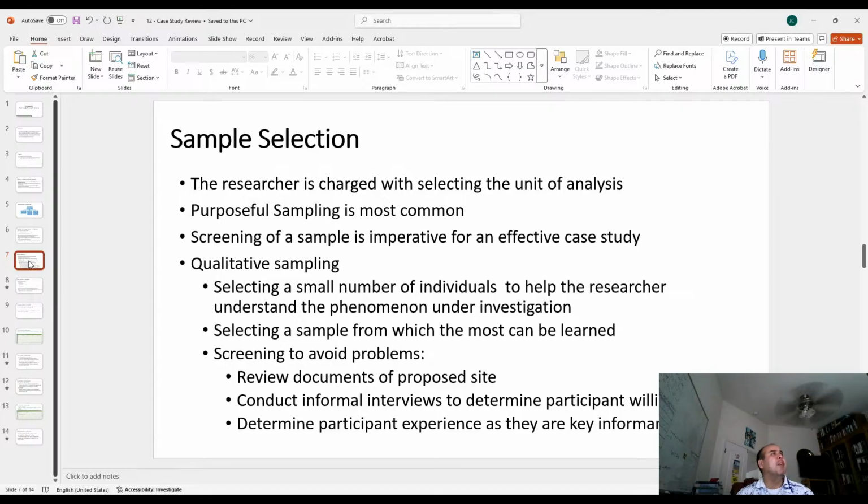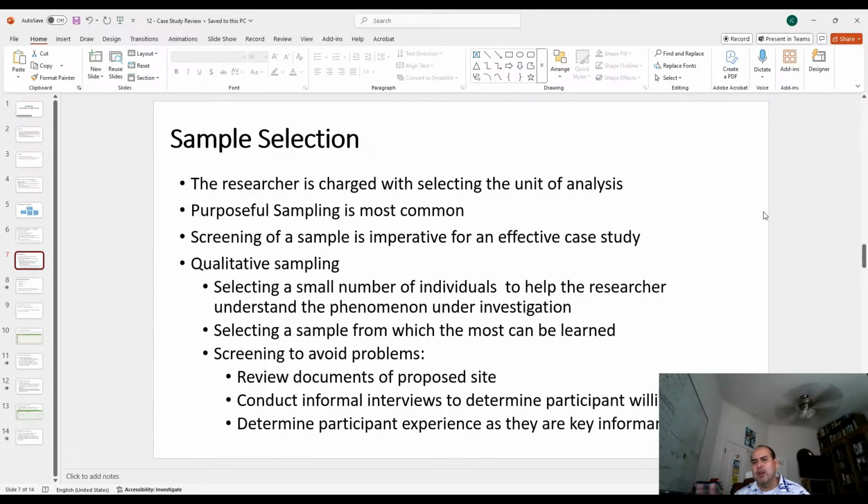How do you select the sample? Right, the researcher is charged with selecting the unit of analysis. A lot of times purposeful sampling is the most common, and if you review our sampling lesson, purposeful sampling is sampling with a purpose, right? You're not going to just sample anybody. You're going to sample those individuals that have something very meaningful to say about your case study. So you sample with a purpose. You select people with a purpose. Screening of a sample is imperative for an effective study, making sure that they fit your study correctly. Having maybe sometimes a pre-interview or pre-focus group questionnaire that asks questions.